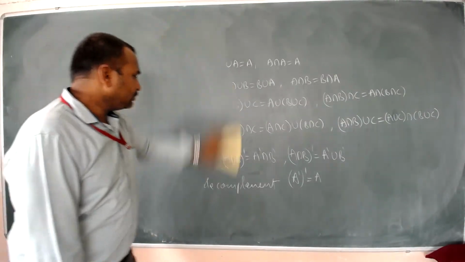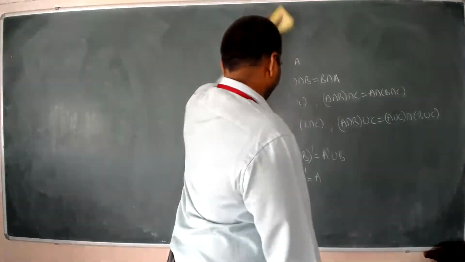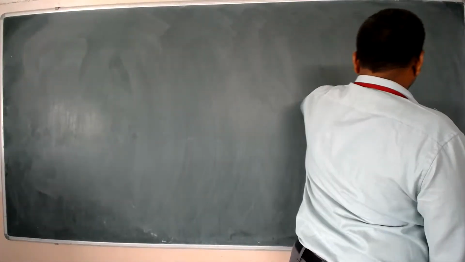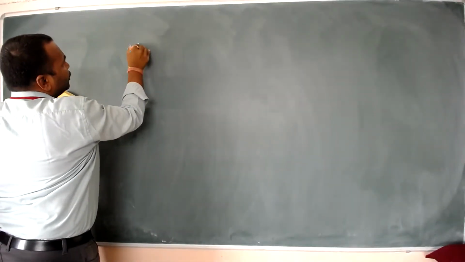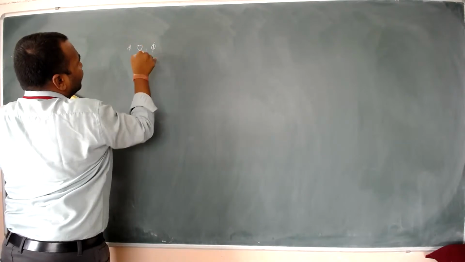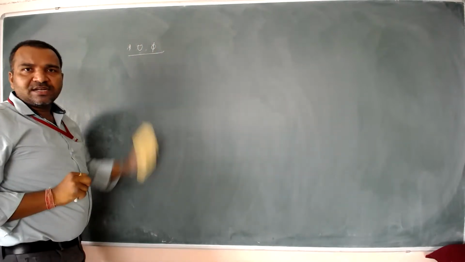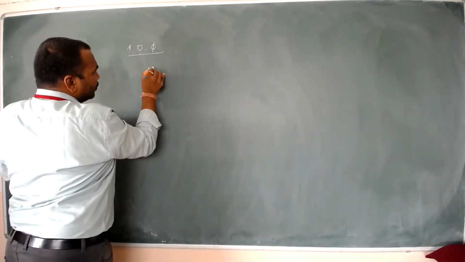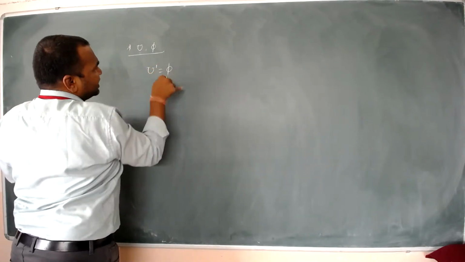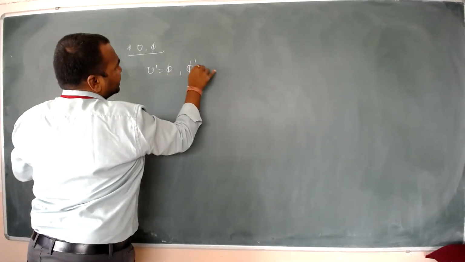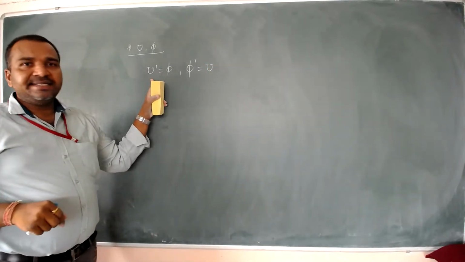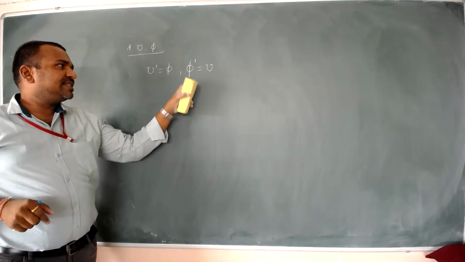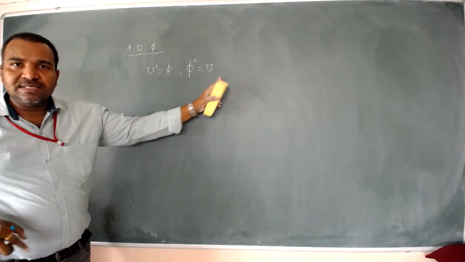Next, law of universal set and null set. See here, U dash is always the null set. Null set dash is always the universal set. Universal set dash is the null set. Null set dash is the universal set.